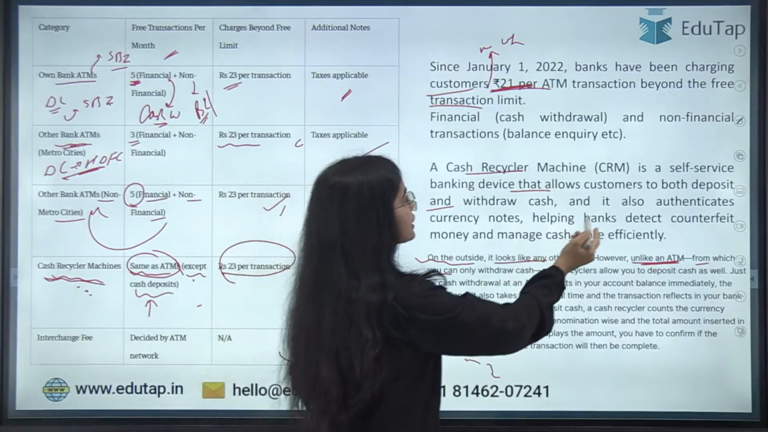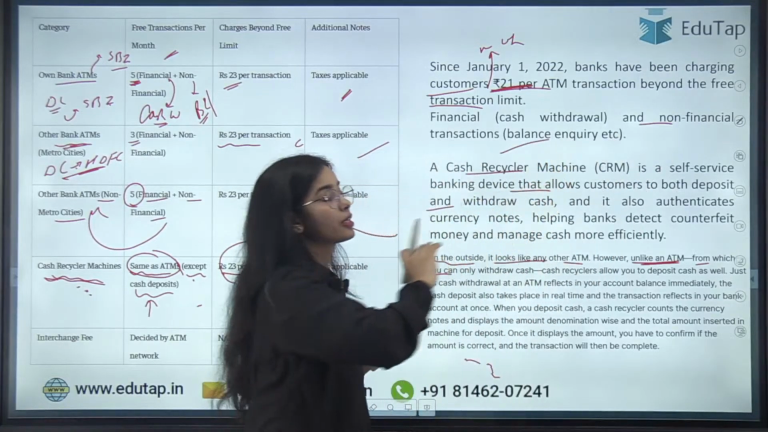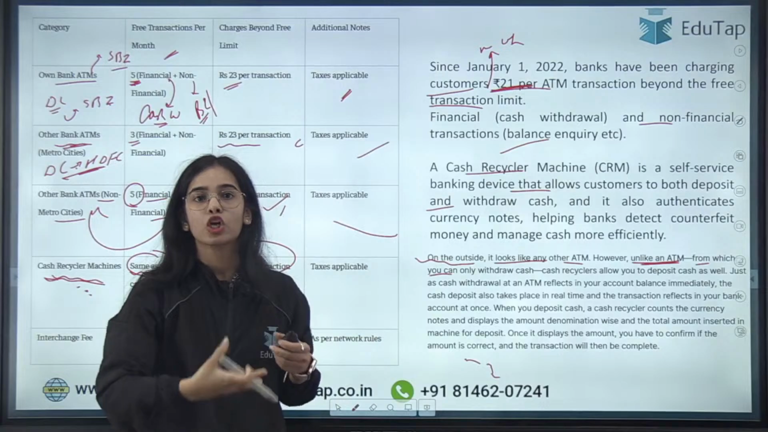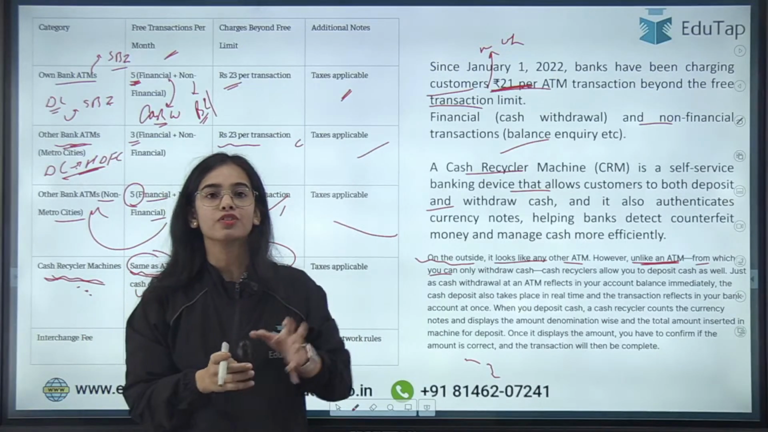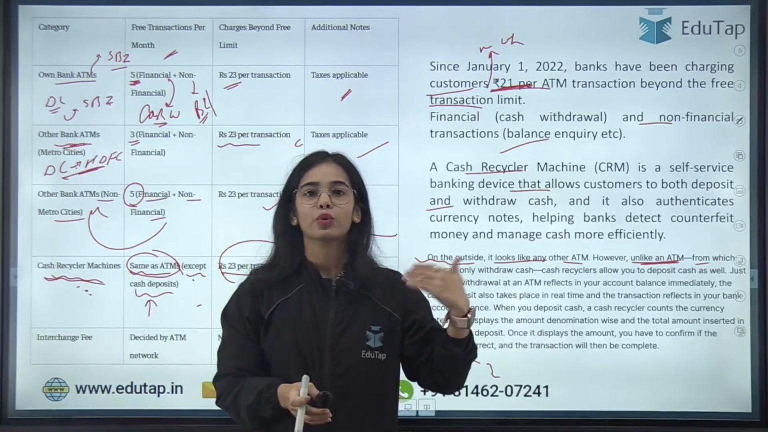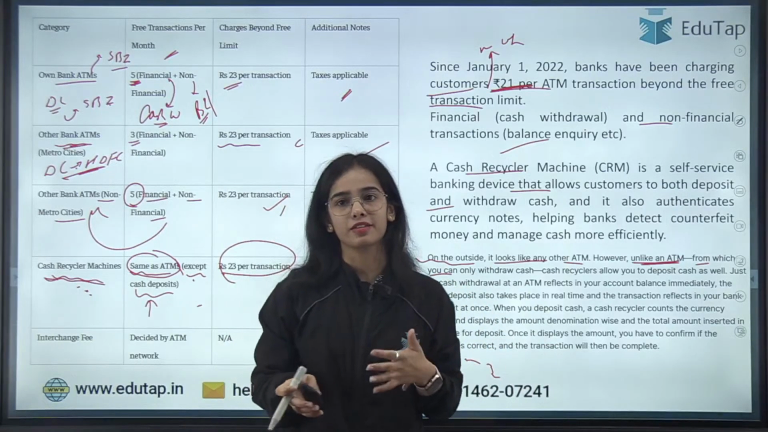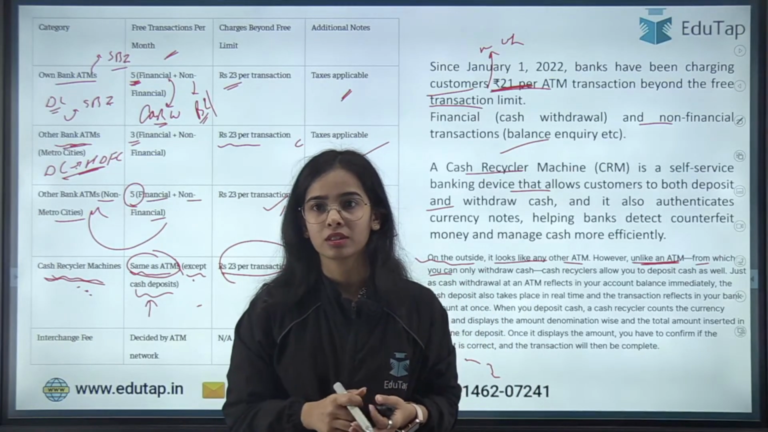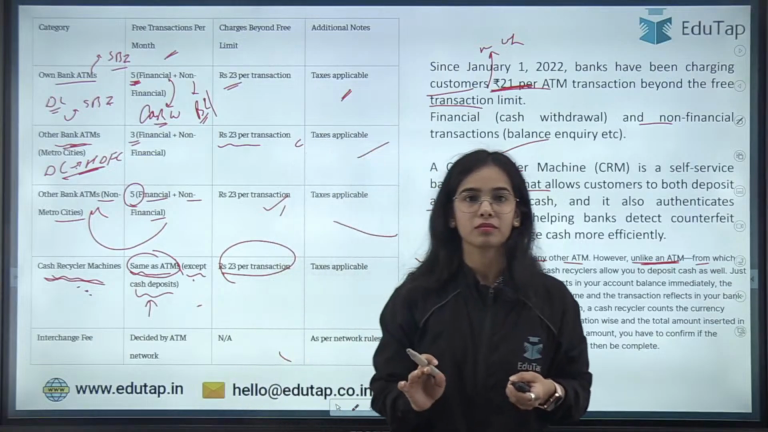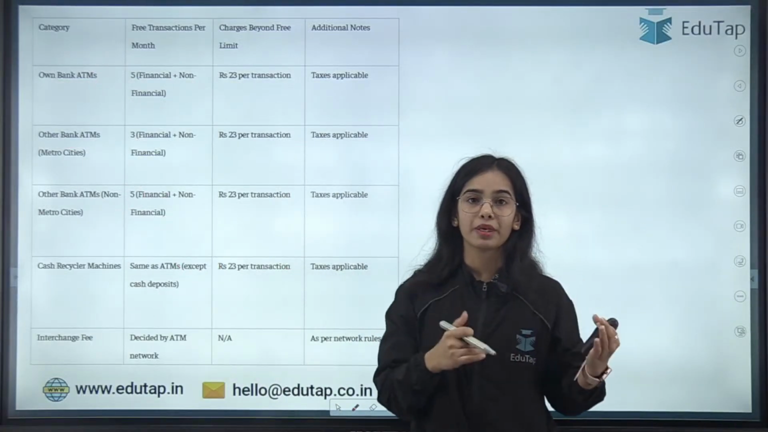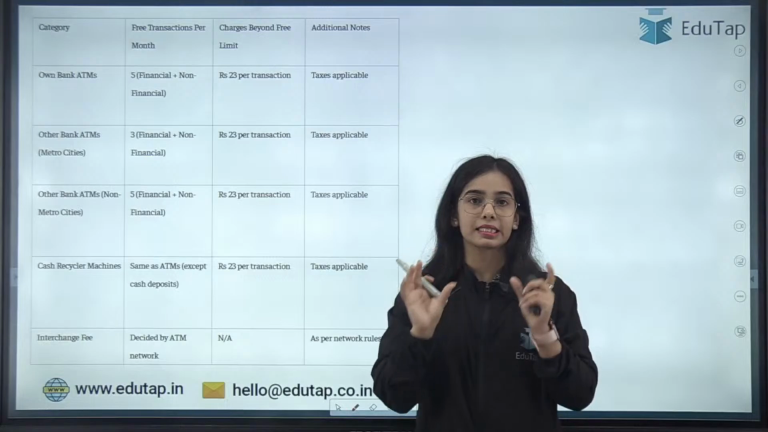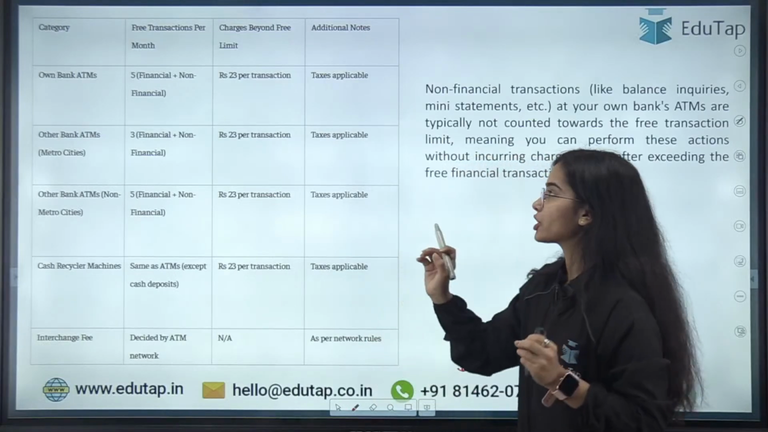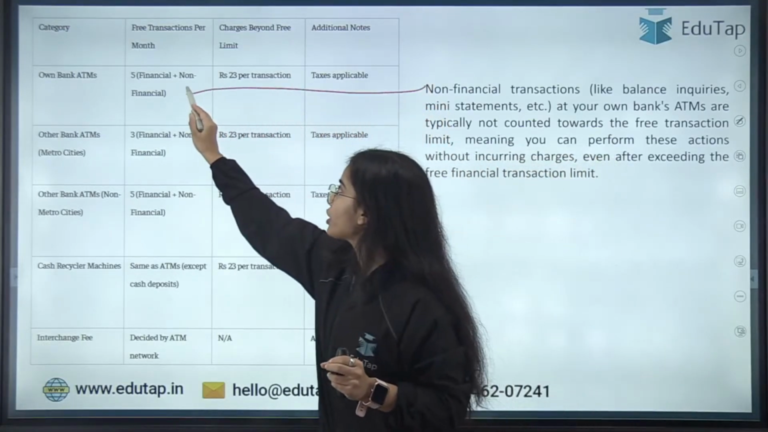Non-financial transactions, it is written here, like bank inquiry, mini statement, changing your PIN. All these are non-financial transactions where money is not involved, but you are going to the ATM and utilizing the services of the ATM. Got it? Okay, let's continue. Now coming to the interchange fee, but before that there is a disclaimer kind of point about non-financial transactions.